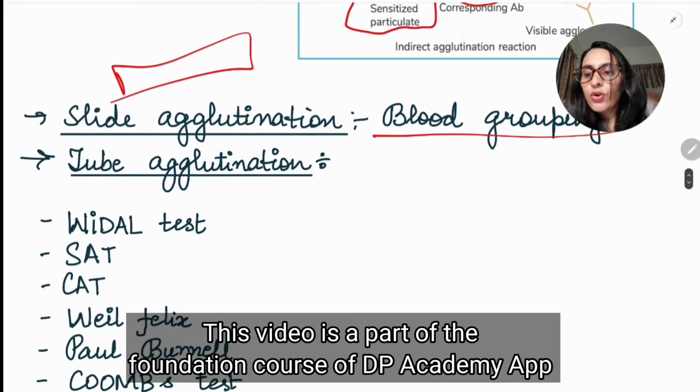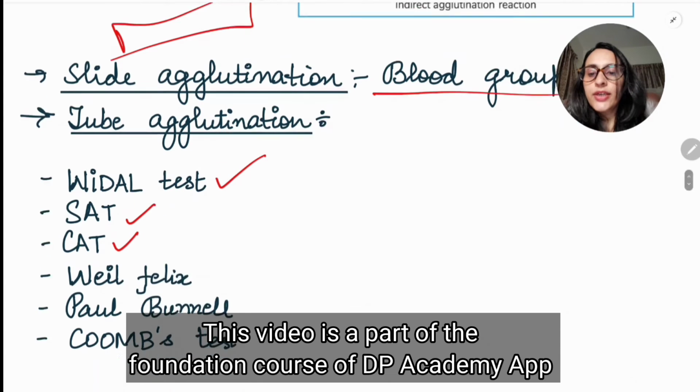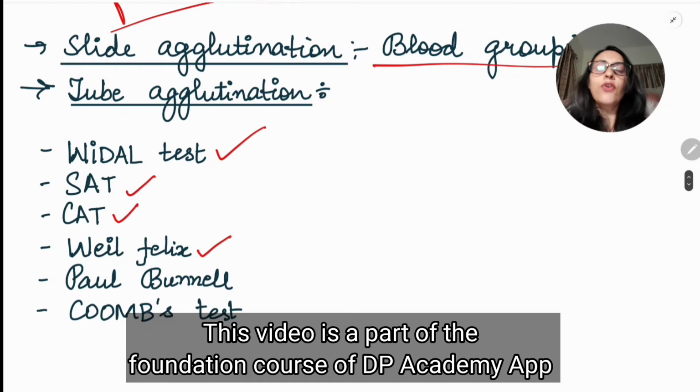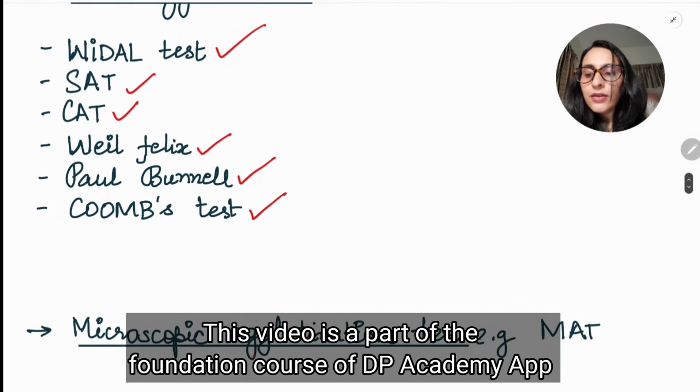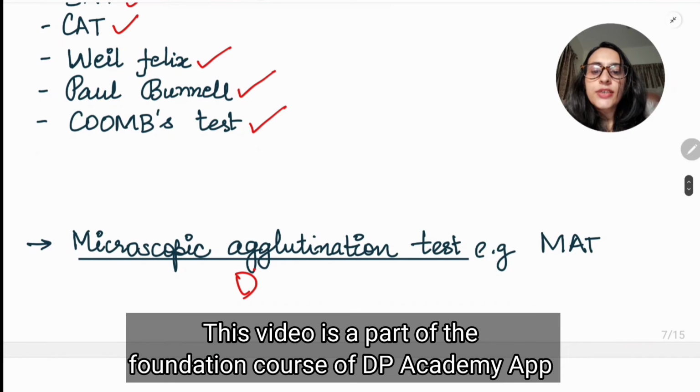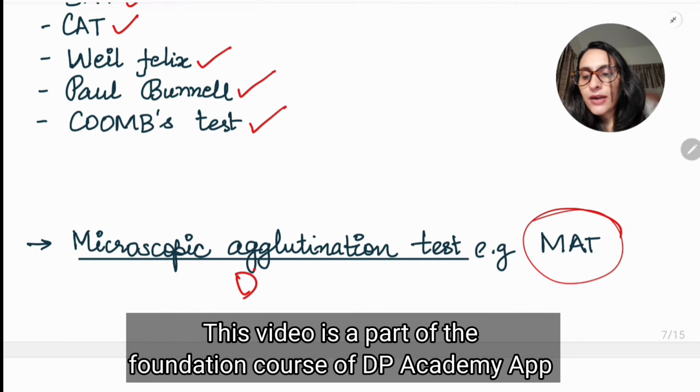For example, we do blood grouping. Tube agglutination reaction, a lot of tube agglutination reactions. For example, Vidal test done for typhoid, SAT, that is standard agglutination test, CAT, that is cold agglutination test, Weil-Felix test, that is done for rickettsia, Paul-Bunnell test, that is done for Epstein-Barr virus. All of this we have covered in micro. Coombs test, and remember microscopic agglutination test is under the microscope.